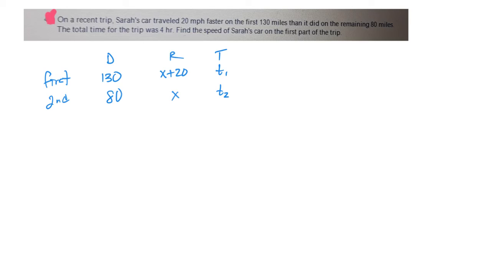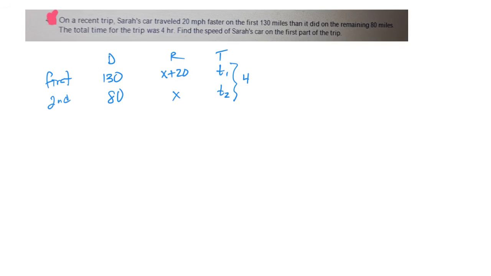Okay, but I know that the sum of both of these is 4. They're not each 2. One could be 3 and one could be 1, or 2.5 and 1.5. I don't know what their times are. But maybe what I could do is solve each of these equations for time. Let's do that. And then I'm going to say time 1 plus time 2 equals 4. So let's solve each of these.